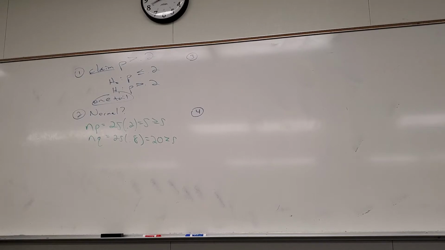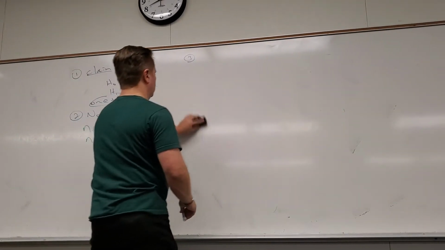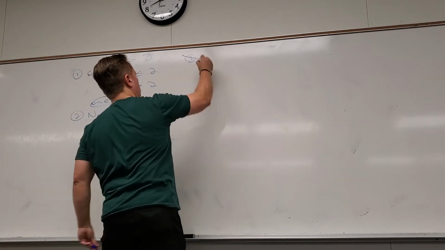What would the third step be? The third step would be setting up the rejection region. I'm going to skip that step, because they didn't tell us alpha, did they? Because I'm a jackass. We're just going to go straight to the p-value. Okay. So let me give myself some more room.